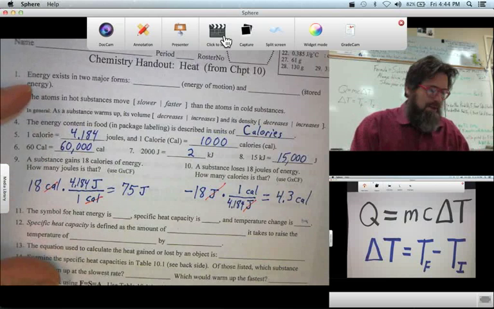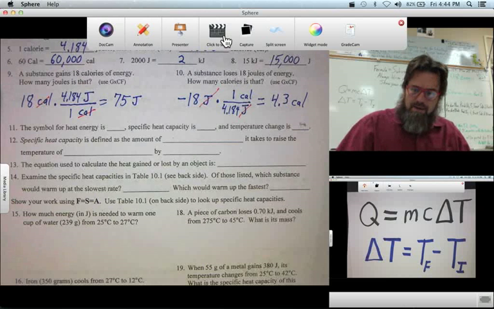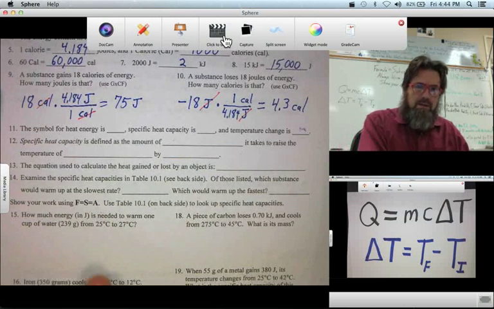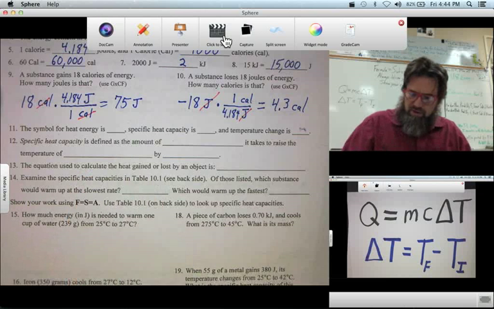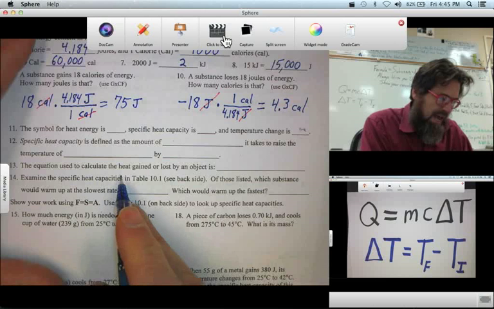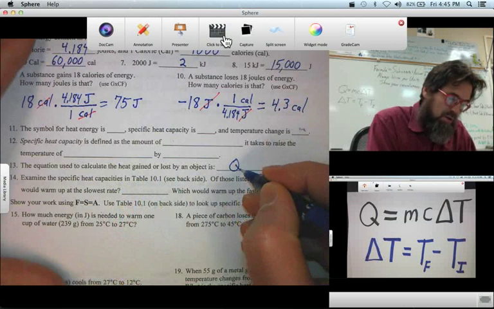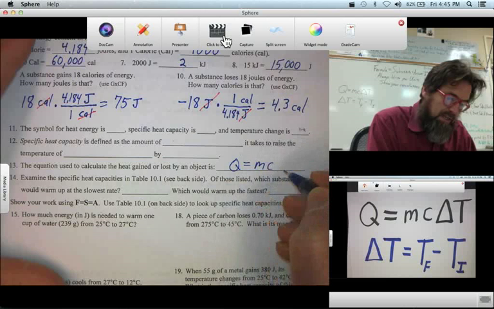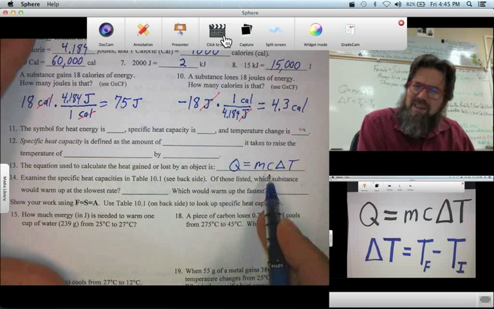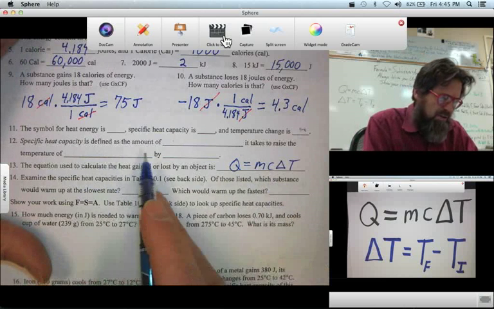Today we're doing some more problems from our heat worksheet. Let's scroll on down. Our equation is in question 13. The equation used to calculate the heat gained or lost by an object is Q equals mc delta T. In our textbook they use S instead of C, but the rest of the world uses C, so we're going to use C.